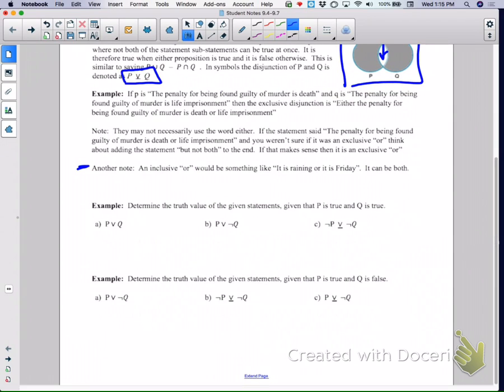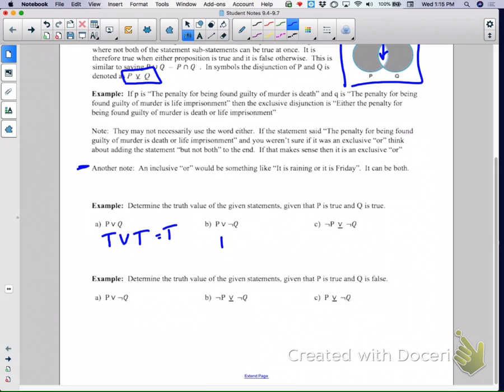Okay, so determine the truth value of the given statements, given that P is true and Q is true. So notice that all of these are our disjunction or exclusive disjunction. So for the first one there, it says P is true and Q is true, so that would be true, disjunction, true. And it says up there at the top that a disjunction is going to be true essentially as long as at least part of it is true. So this is going to be true.